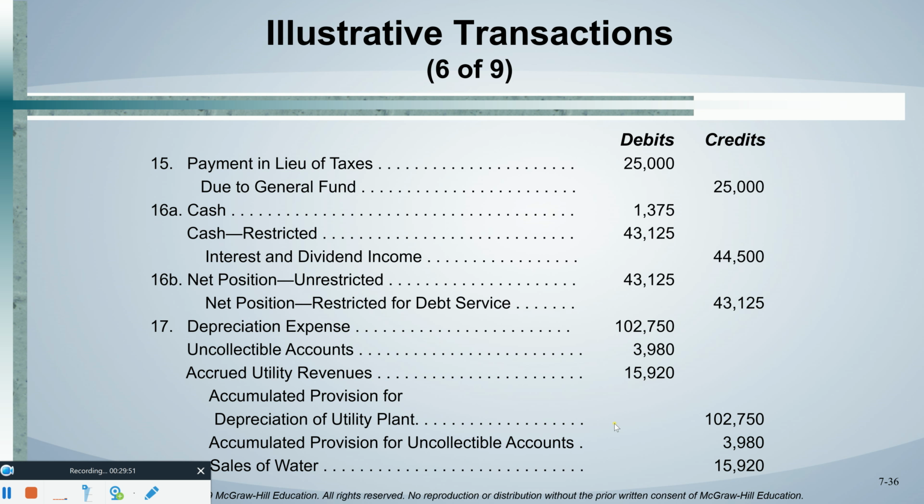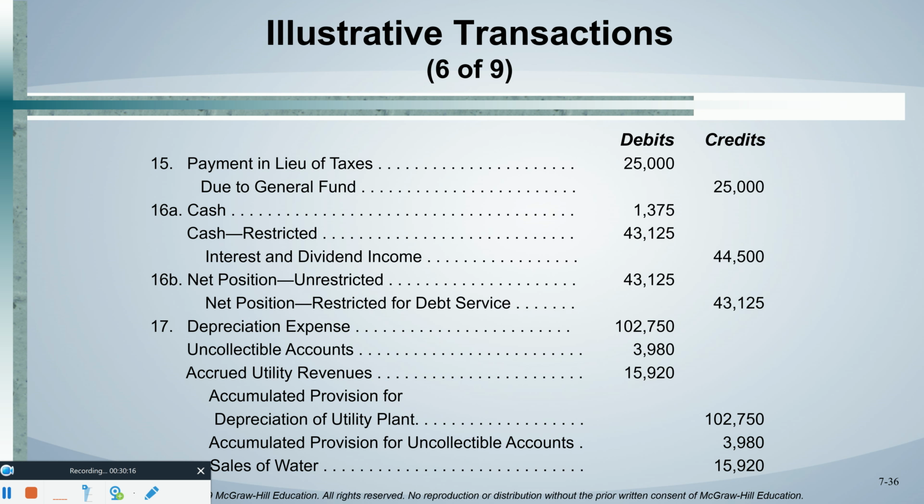Journal entry 17, these are adjustments at the end of the period. We can see that we are depreciating our fixed assets, debit depreciation expense, credit the accumulated depreciation. We are also increasing the allowance for doubtful accounts. So we will debit bad debt expense, that's what this $3,980 is, credit the allowance for doubtful accounts.